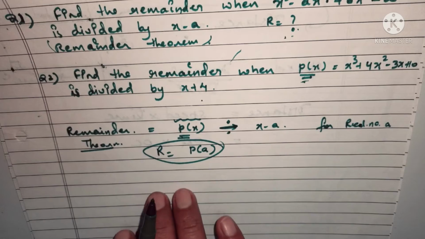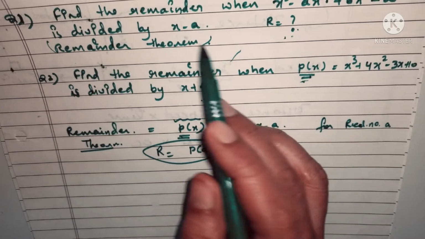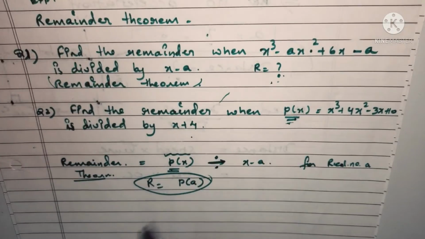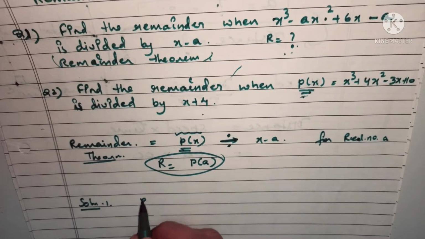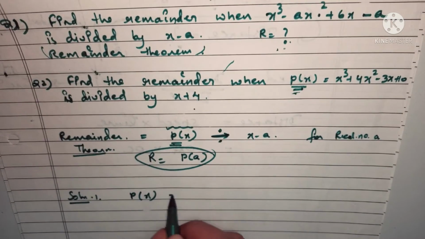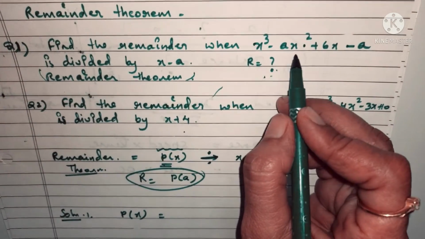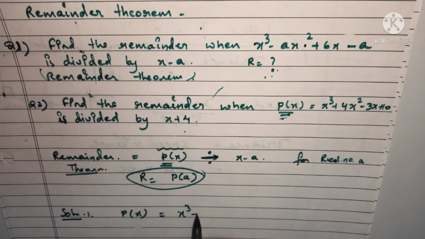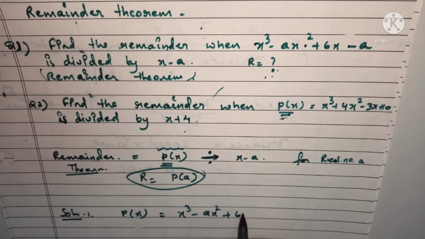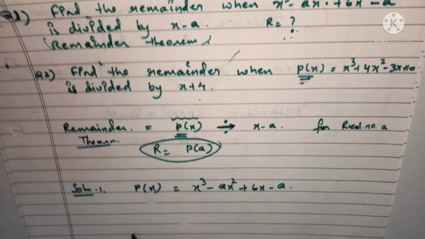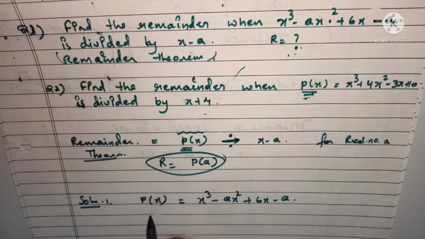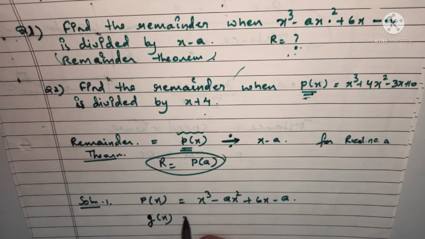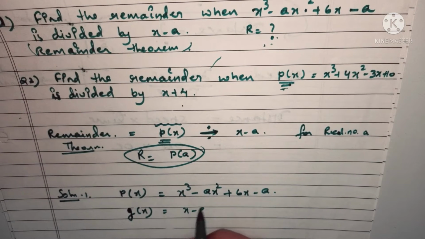So this is your remainder theorem. According to this remainder theorem, remember that in the very first question you are given a polynomial. Let us try to solve the first question. Solution 1: you are provided with p(x), the polynomial, as x cube minus ax square plus 6x minus a. And what is the divisor here? You are given g(x), a linear expression, that is x minus a.